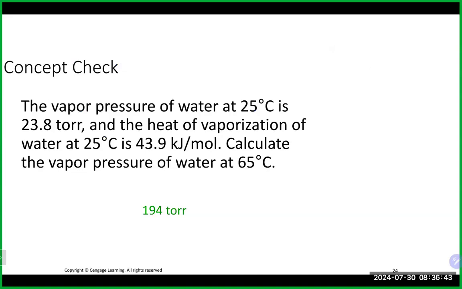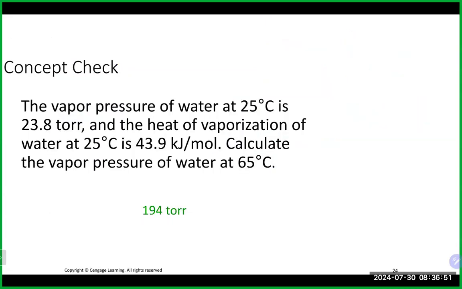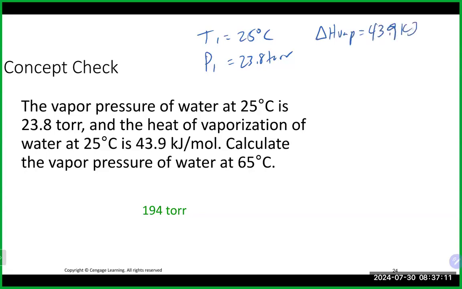So if we look at this here, we have the vapor pressure of water at 25 degrees. So our T1 here would be 25 degrees, and our P1 here would be 23.8 torr. The heat of vaporization, delta H of vaporization, is 43.9 kilojoules per mole. What is the vapor pressure at our second temperature of 65 degrees Celsius? And again, we would be looking for P2.